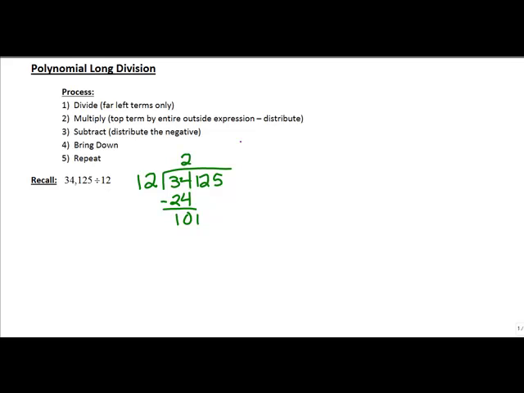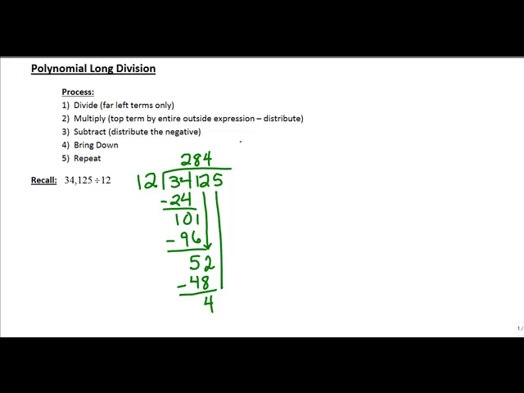Okay, so let's see. How many times does 12 go into 101? 12 times 8 is going to be 96. So we multiply, then subtract. 101 minus 96 is 5. Okay, now we're going to bring down the 2 to make a 52. So what times 12 is close to 52 without going over? That's going to be a 4. So 4 times 12 is 48. Subtract. It's going to be 4.